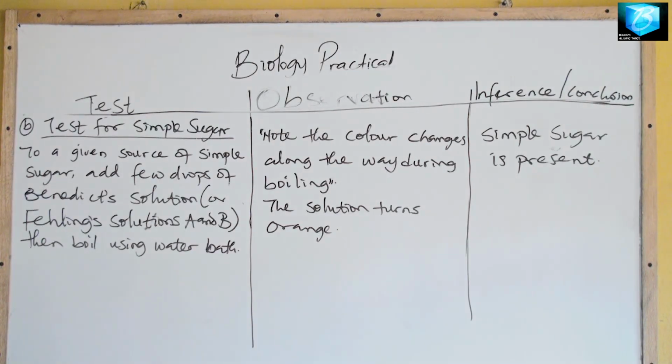Then you note the color changes. But finally, the final color is going to be orange, and that gives you evidence that there is simple sugar present in that food substance.